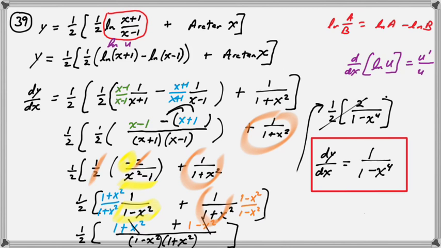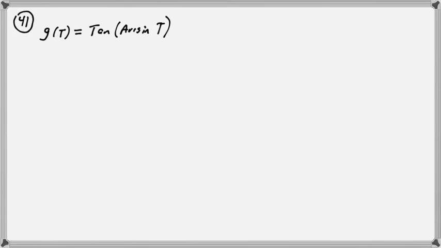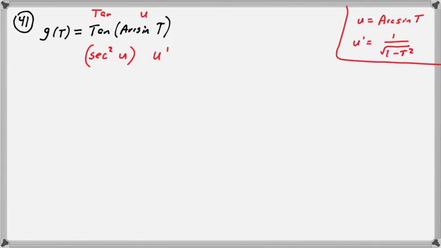Okay, another one of these would be like 41. This is the tangent of the arc sine. The derivative of tangent of u. So if I had tangent of u, the derivative would be secant squared of u times u prime. That's how I'm going to find the derivative of tangent of u. What am I letting u equal? Arc sine of t. What is u prime going to be? 1 over radical 1 minus t squared.